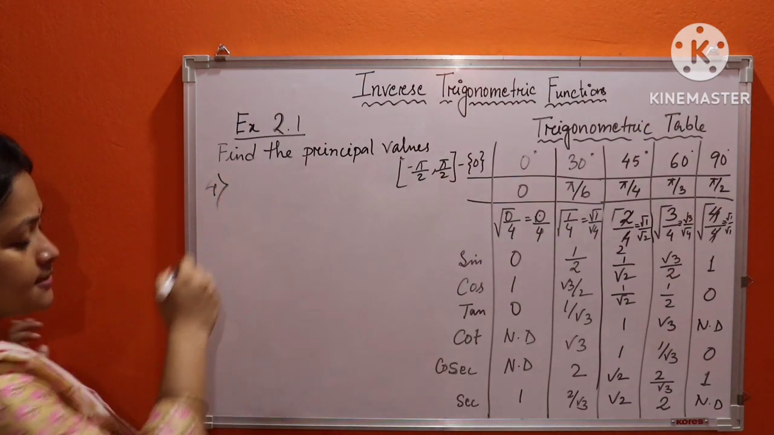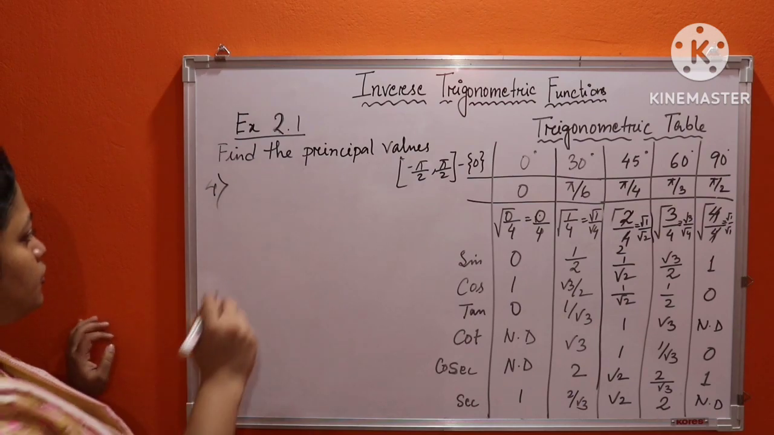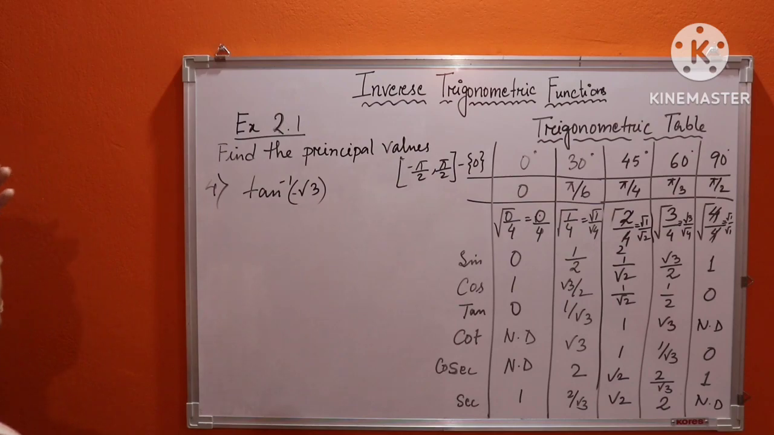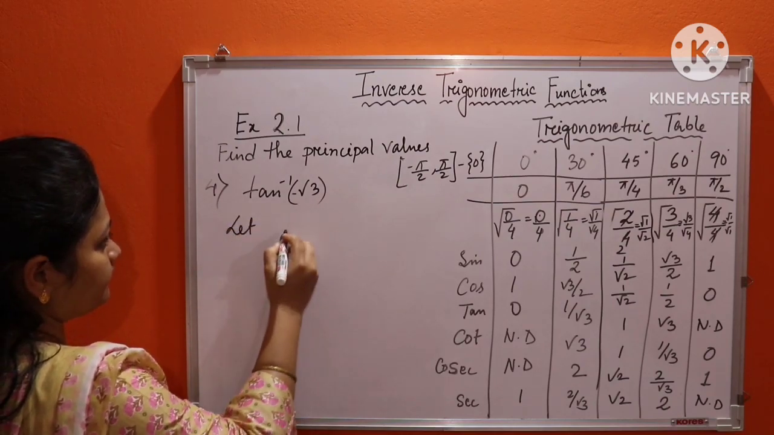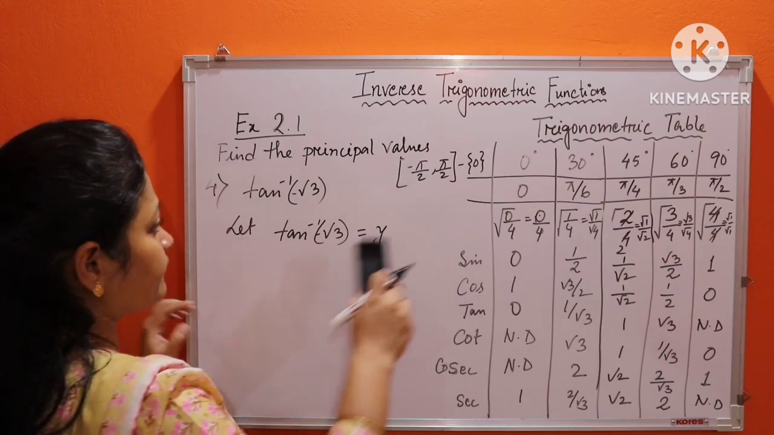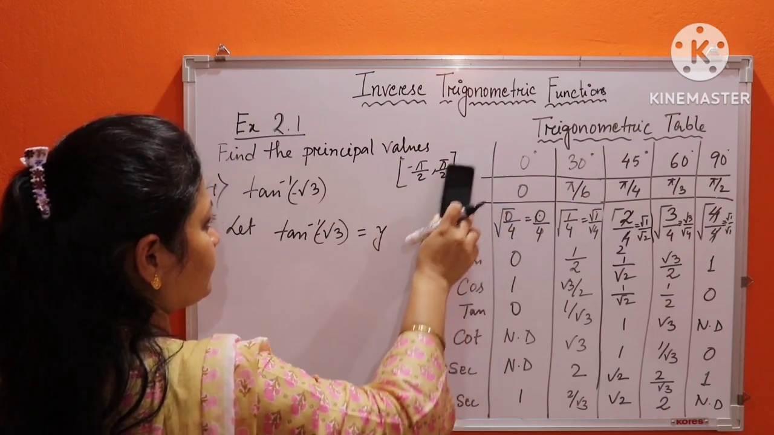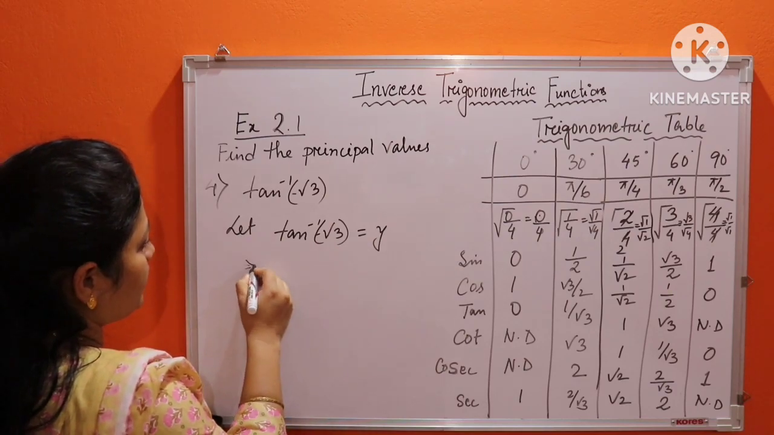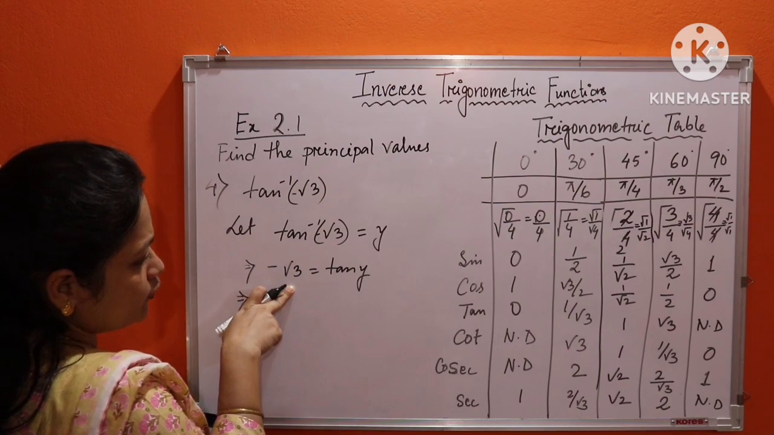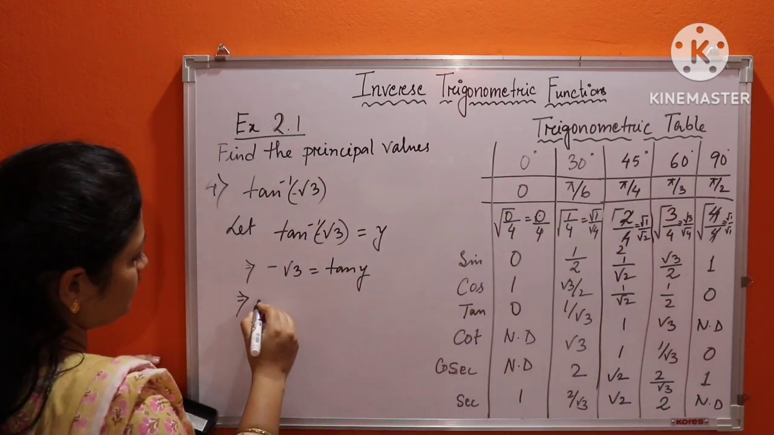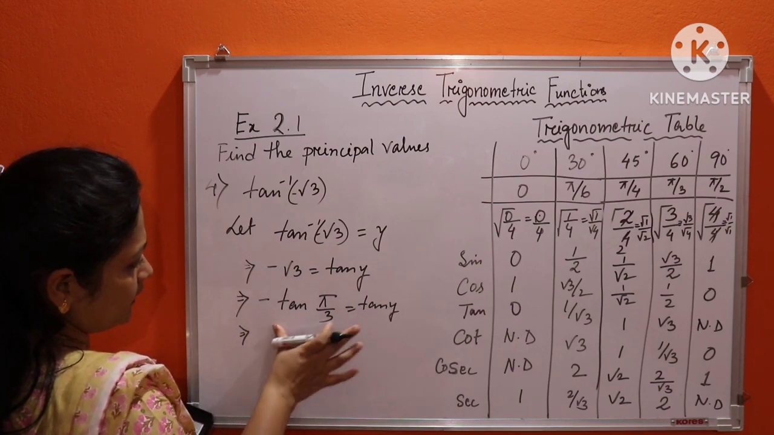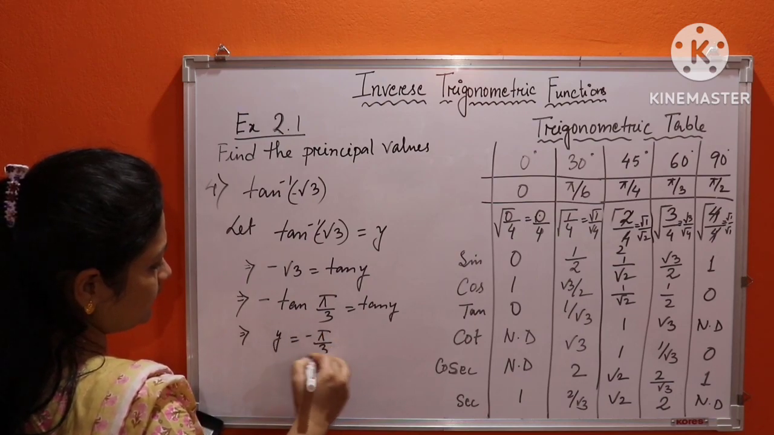The fourth question is given as tan inverse minus root 3. Let tan inverse minus root 3 equal to y. So I can write minus root 3 is equal to tan y. What is the value for root 3? Tan pi by 3. So minus tan pi by 3 is equal to tan y. So on comparing, tan will be cancelled. So y is equal to minus pi by 3.